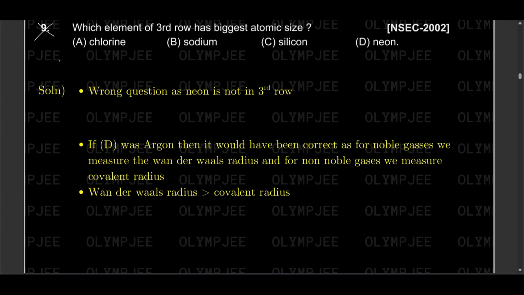atomic size is of the noble gas, because noble gases don't form any bonds with other elements. So for noble gases, we don't take the covalent radius as we take for the other elements. For noble gases, we take van der Waals radius, and van der Waals radius is always greater than covalent radius. So if this would have been argon, which is in the third row, option D would have been correct.